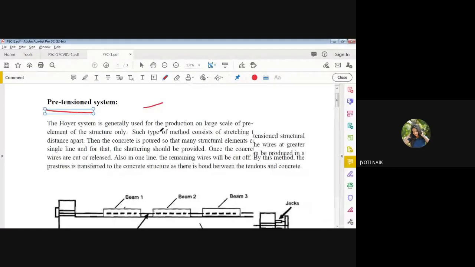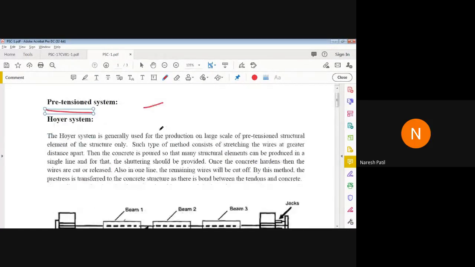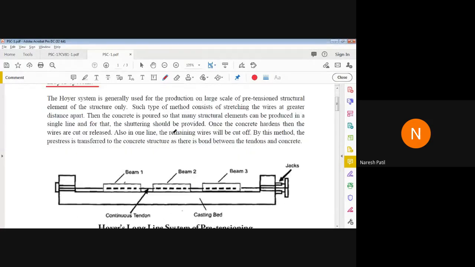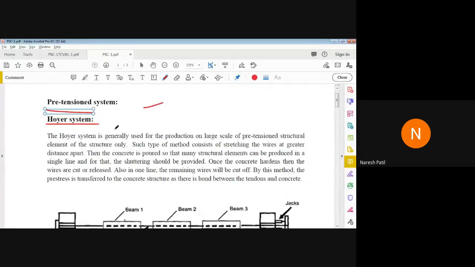Yes, sir. So here, I was talking about the pre-tension and post-tensioning systems. In the pre-tension system, we have only one, that is the Hoyer system, and I'll be discussing that. You may get a question on this in the exam, that is, explain the Hoyer system for the pre-tensioning system. You have to explain some points and draw the sketch. The sketch is also very important here, so you can highlight it as an important question.